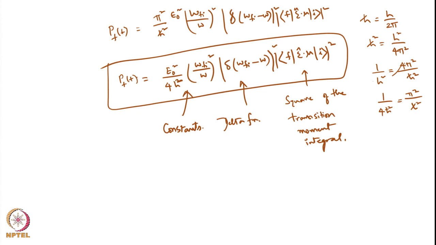Let us look at the delta function, delta of some function x. This can be written as the limit n tends to infinity of 1 over 2 pi, sine of n x by 2 divided by x by 2. This is a way one can write a delta function as well.